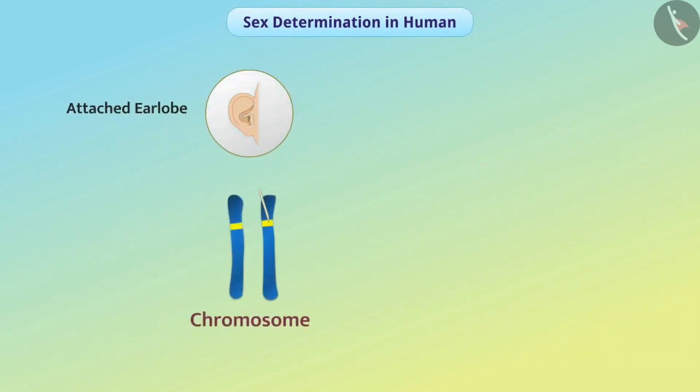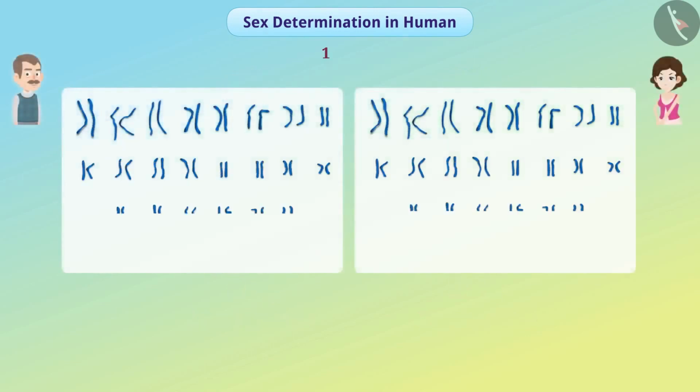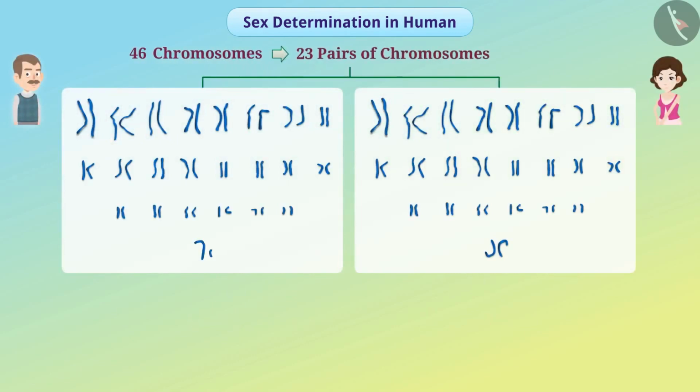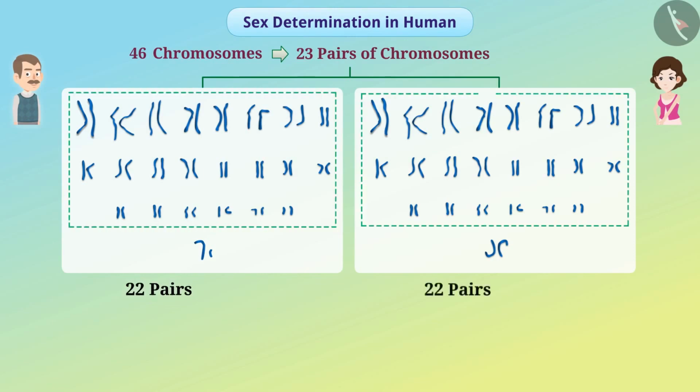In the previous video, we learned that the expression of a trait depends on the gene. Sex determination of zygote also depends on genes. Humans have a total of 46 chromosomes, which make 23 pairs of chromosomes. Out of these, 22 pairs of chromosomes, that is, 44 chromosomes, are the same in male and female. They have no role in determining the sex of the zygotes. These are called somatic chromosomes.